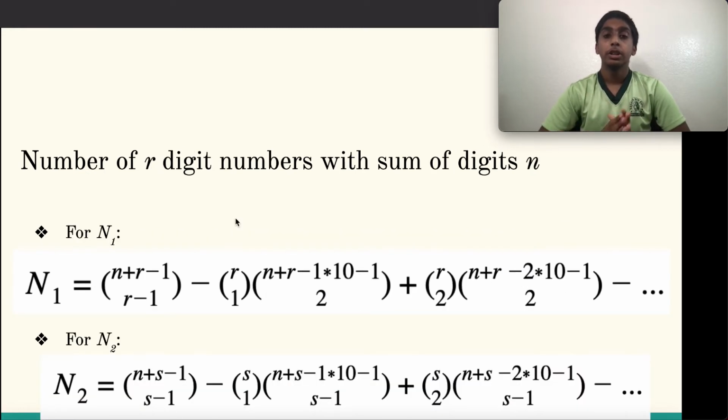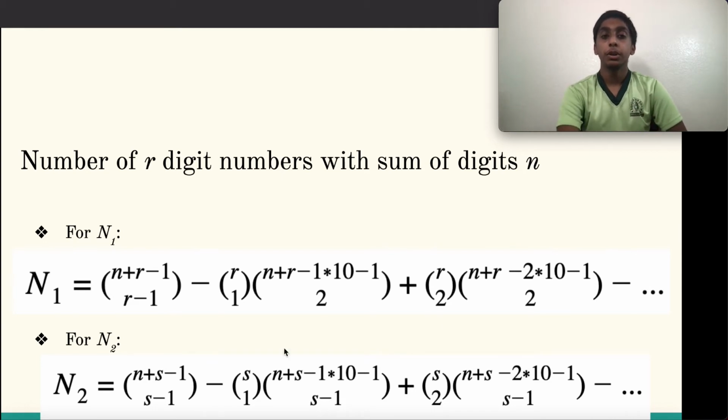For n1, as you can see, I wrote it up here. It's n plus r minus 1, choose r minus 1, minus r choose 1, n plus r minus 1 times 10 minus 1 choose 2, plus r choose 2 into n plus r minus 2 times 10 minus 1 choose 2, minus so on. So you're just going to keep expanding that until you get the r, whatever your r is. So if your r is like 9, you're going to go until r choose 8. If your r is 10, then you're going to go until r choose 9, and so on.